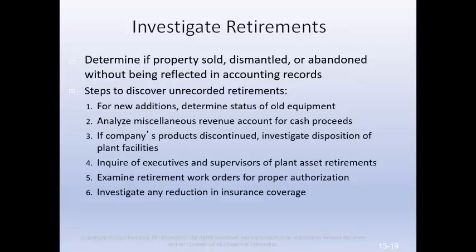If any of the company's products have been discontinued during the year, they can investigate the disposition of plant facilities formerly used in manufacturing such products, making inquiries of executives and supervisors about whether any plant assets have been retired during the year, and examining retirement work orders or other source documents for authorization by the appropriate official or committee. They last should investigate any reduction in insurance coverage to determine whether this was caused by retirement of plant assets.